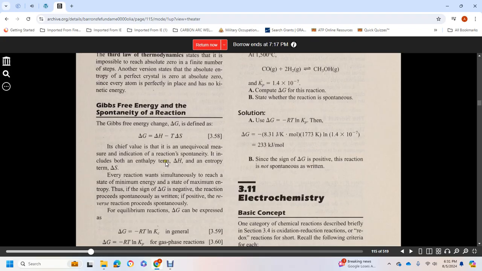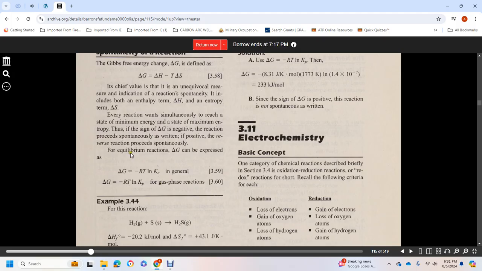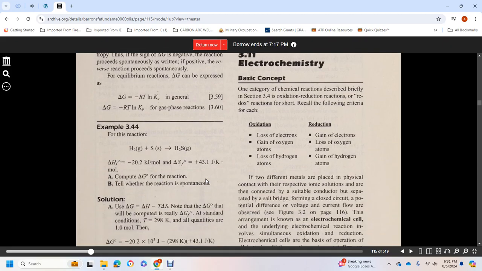Every reaction simultaneously tends toward a state of minimum energy and a state of maximum entropy. If the sign of the Gibbs free energy is negative, the reaction proceeds spontaneously as written. If positive, the reverse reaction proceeds spontaneously. For equilibrium, the Gibbs free energy change is expressed as delta G equal to negative R times T times the natural log of K, the equilibrium constant expression in general, and for gaseous phase reactions, the constant in terms of pressure.